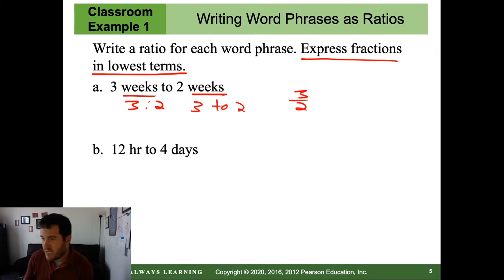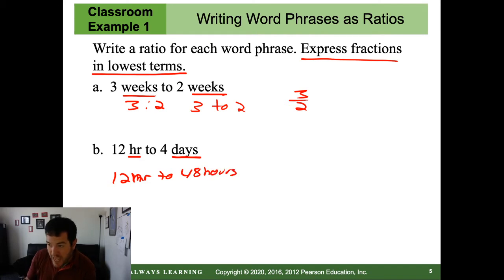Pretty simple. Now, you have to be careful here because I have 12 hours and 4 days. So what I would do is convert the 4 days to hours. Remember, there's 24 hours in a day. So I can also think of this as 12 hours to 48 hours.